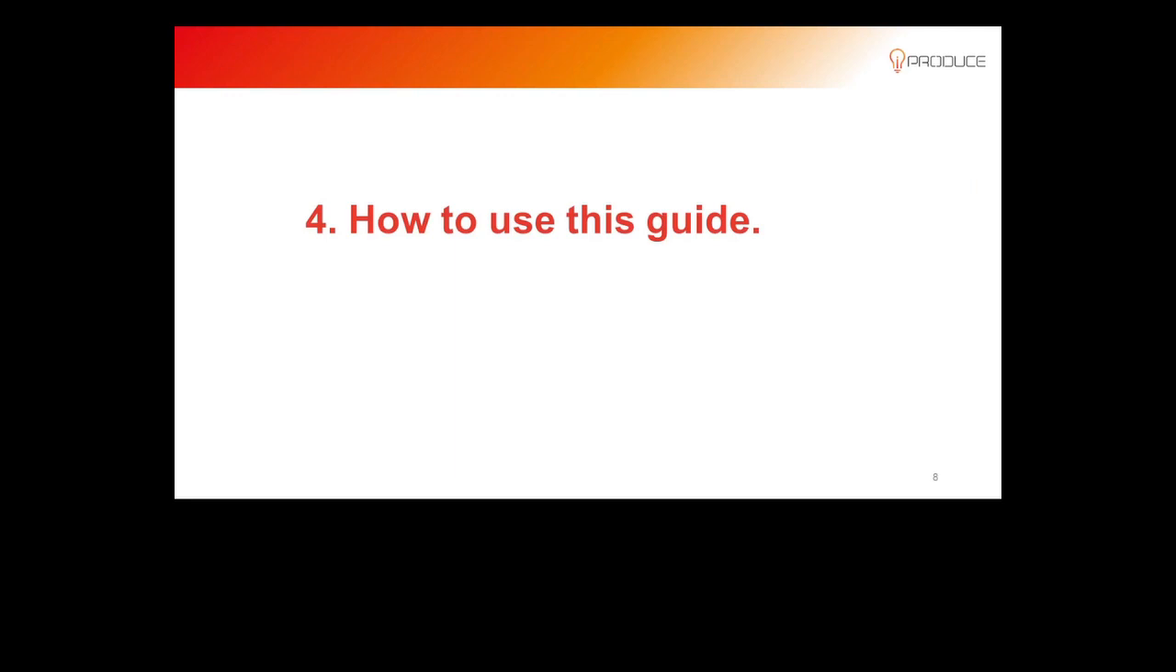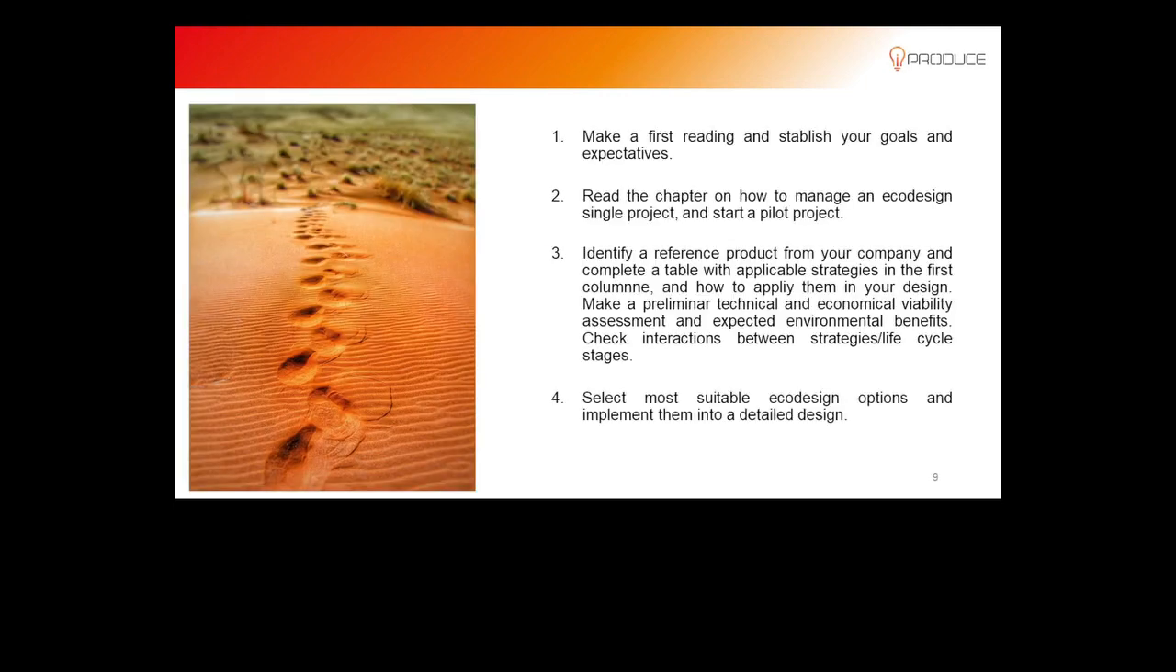To support companies to implement ecodesign, this guide can be used in the following way. First, make a first reading and establish your goals and expectations regarding the application of ecodesign at your company. You can develop an action plan according to your resources, context, and global strategy. Then, read the chapter on how to manage an ecodesign single project. If you are going to involve your company's team, follow the following steps all together.